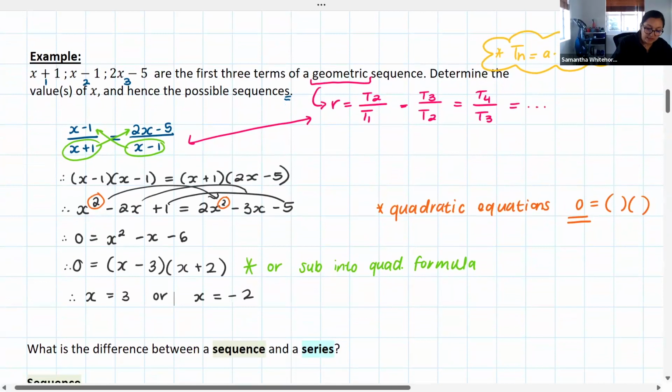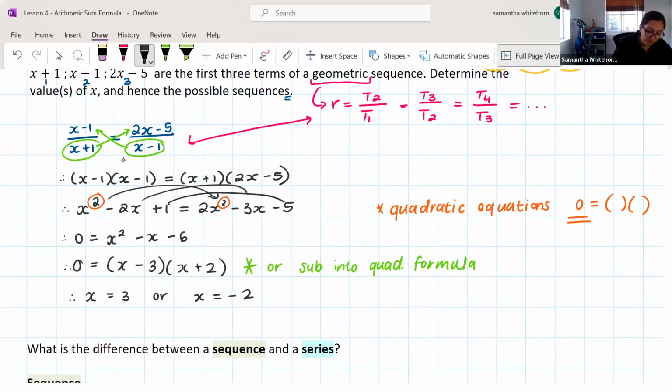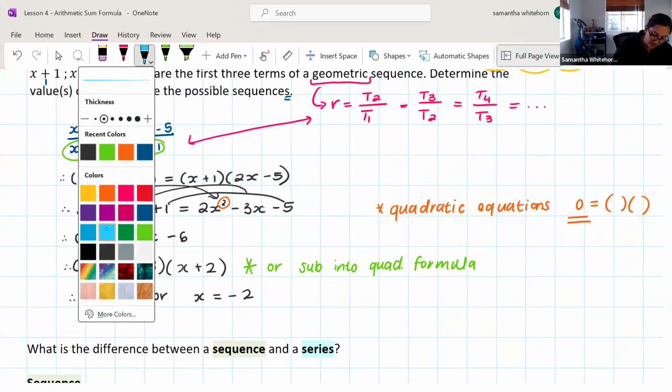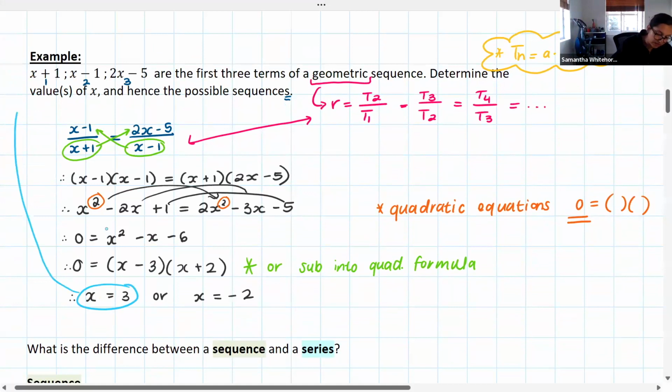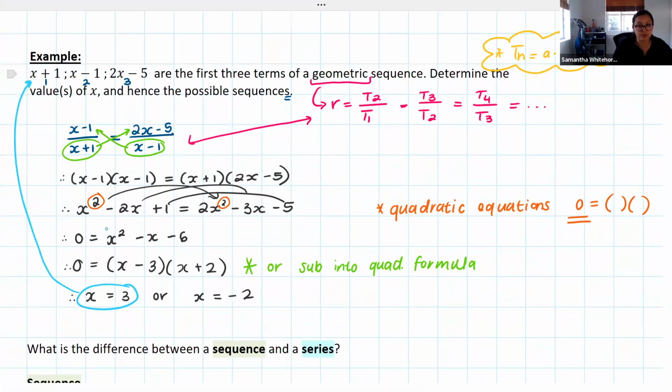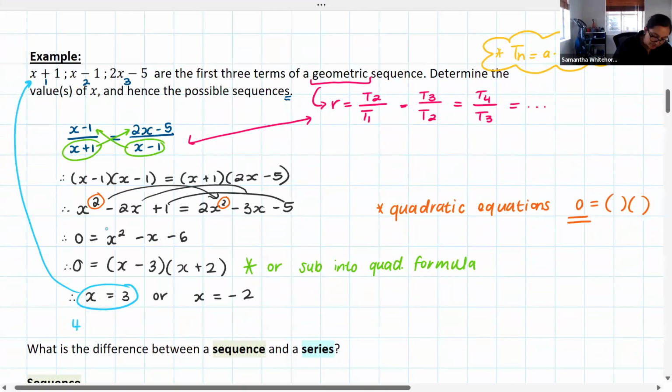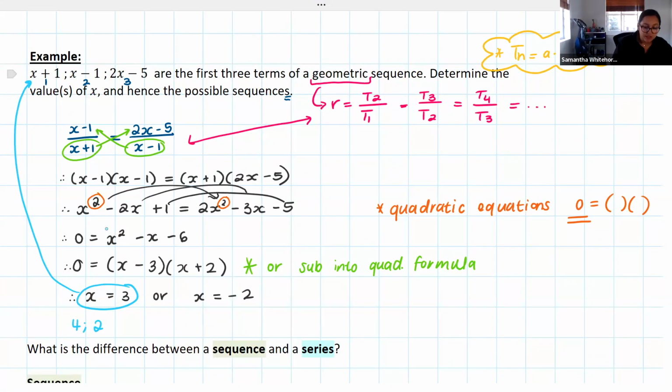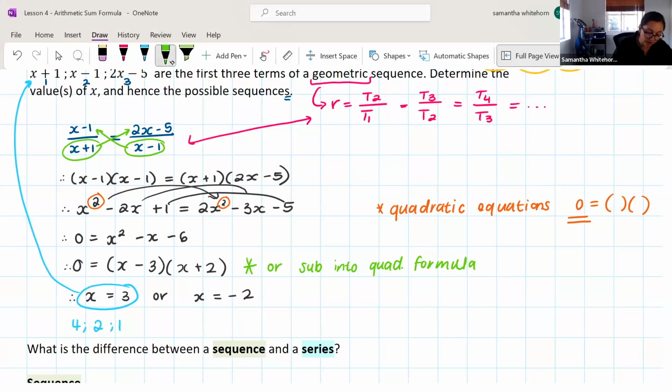Okay, once we've got that, we can now go work out our sequences. So we've got two x values here that we need to be mindful of. If we go with the x value of 3, remember all we're going to do is substitute back into the original expressions. Our sequence would be 4, because 3 plus 1 is 4, 3 minus 1 is 2, 2 times 3 is 6, minus 5 is 1. That would be the first potential sequence that I have. It is geometric because each time I'm dividing by 2, so my constant ratio is a half.